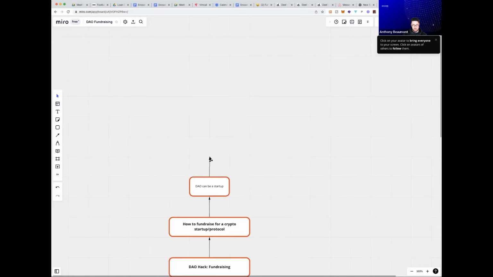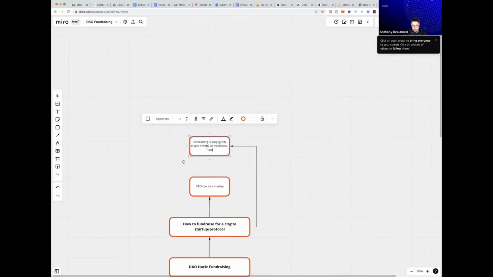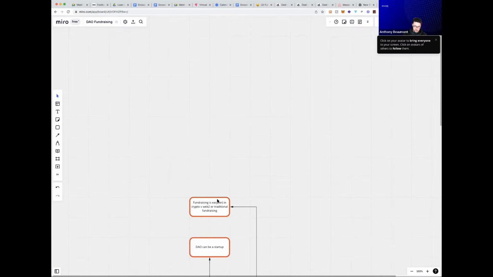One is that, tell you what, we're going to go a bit funky. I'm going to put you up here. Cool. So fundraising is easy in crypto versus Web2 or traditional fundraising. And this is for a few reasons. Some people might be able to volunteer them. One reason is just hype. Pretty good reason.